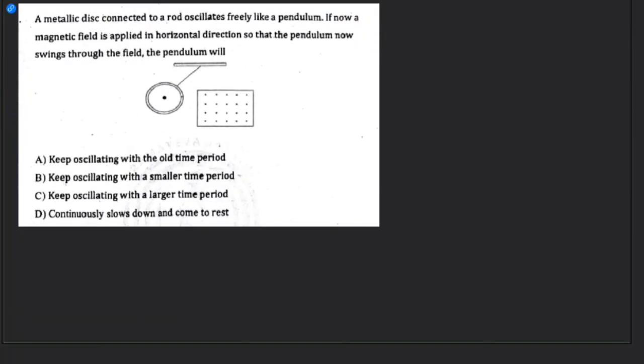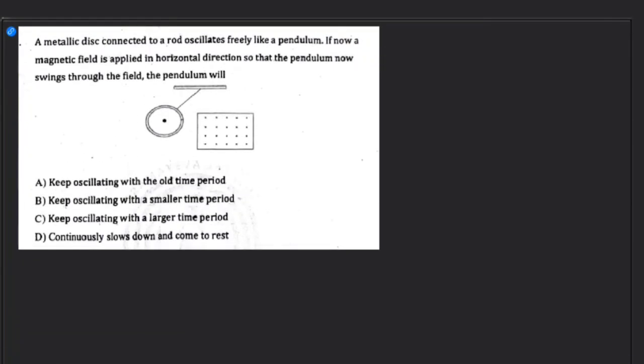Clear? So check it. Next one, theory question. A metallic disc connected to a rod oscillates freely like a pendulum. If a magnetic field is now applied in a horizontal direction, so that the pendulum swings through the field, will the pendulum keep oscillating with the old time period, or with a smaller time period? We have to understand whether the time period will remain constant or change.